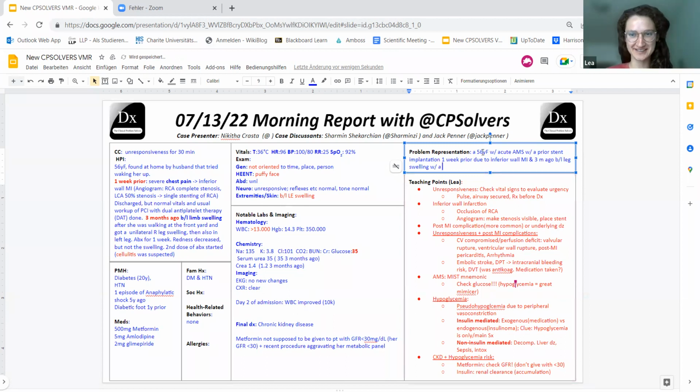So thank you for the case and the discussion. We started out by talking about the main symptom of unresponsiveness. We were reminded that it's important to first evaluate the urgency and check the vital signs. You can make sure that the airway is secured. And sometimes it's important to treat the patient before you get the actual diagnosis.